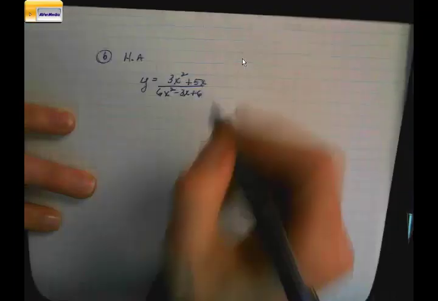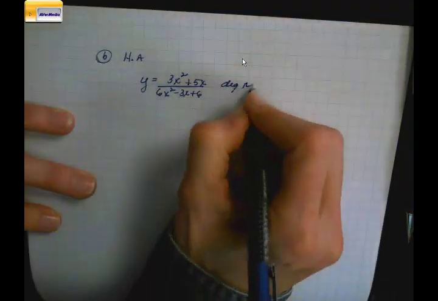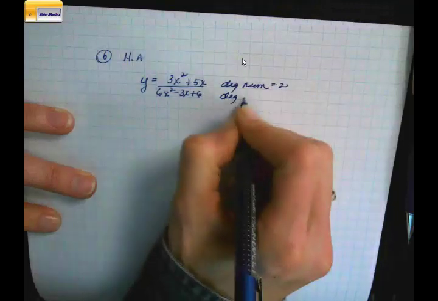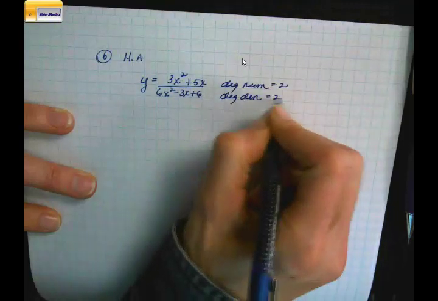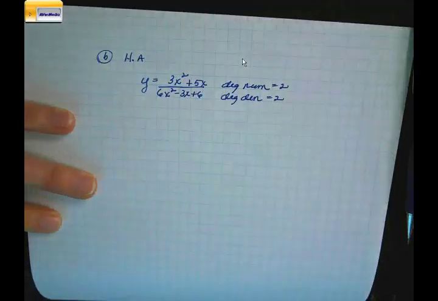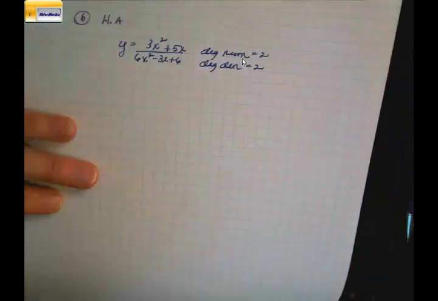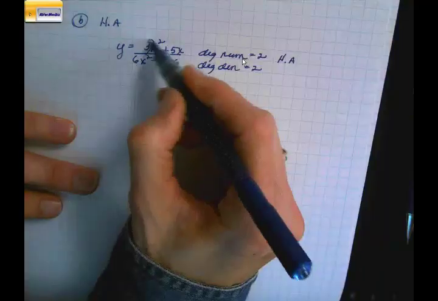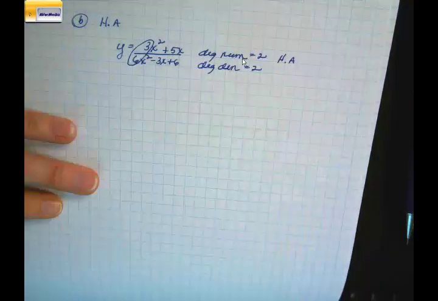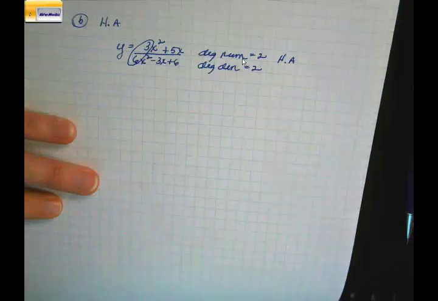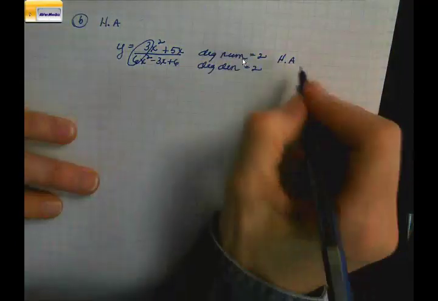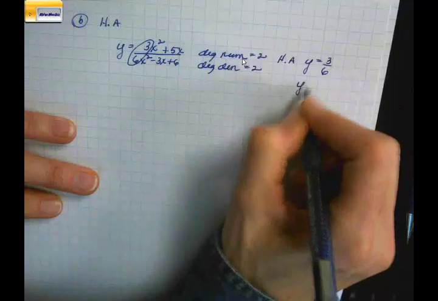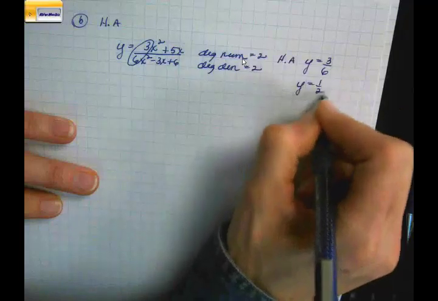Now, in this case, the degree of the numerator is 2, and the degree of the denominator is also 2. What happens when the degrees are the same? There you go. The horizontal asymptote is the coefficients, what they call the leading coefficients of the numerator and the denominator. So the horizontal asymptote is y equals 3/6 or y equals 1/2.